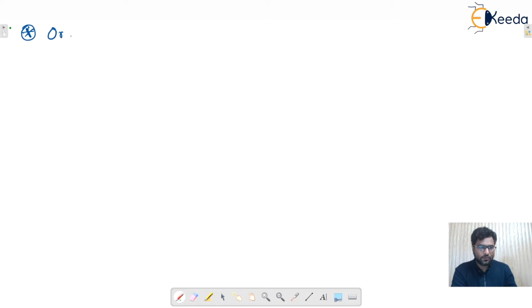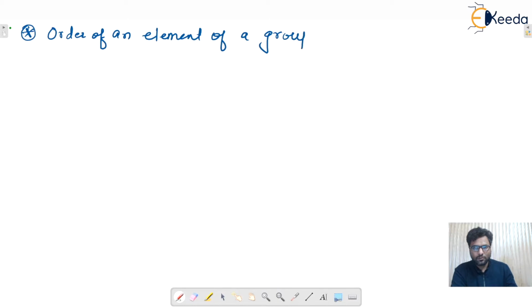So write down the definition. Order of an element of a group. So now we'll see what is the meaning of order of an element of a group. So let us consider what is the definition. So write down the definition first. After that, we'll see what is the meaning of order of an element of a group.